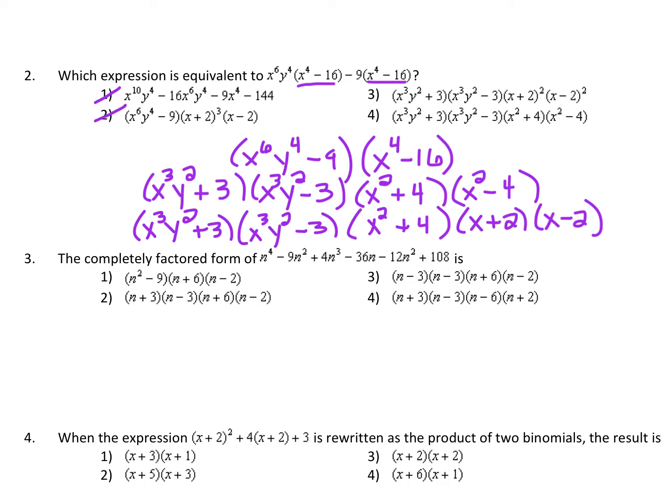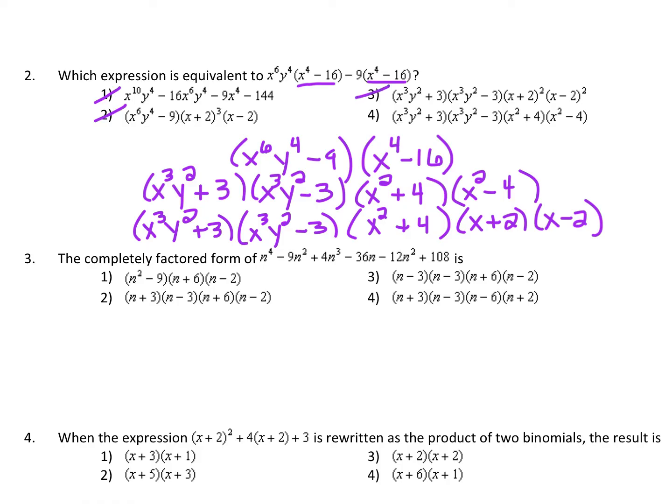All right, so let's look at choice 3. Okay, so we have our x cubed y squared plus 3 and our x cubed y squared minus 3, which we see here and here. But then this says x plus 2 squared and x minus 2 squared. All right, we don't wind up with a square in each one of those. So choice 3 is out as well.